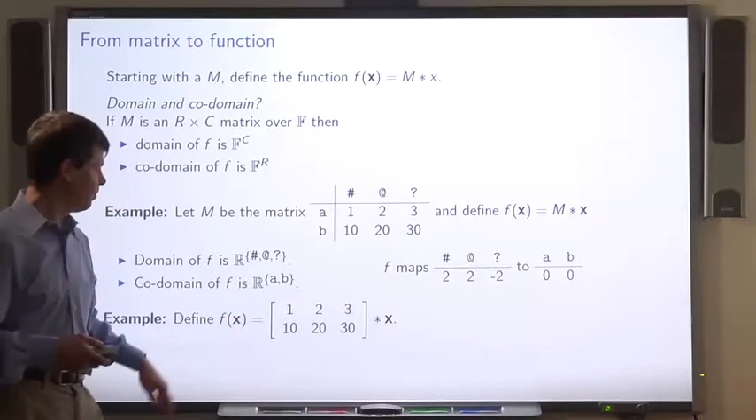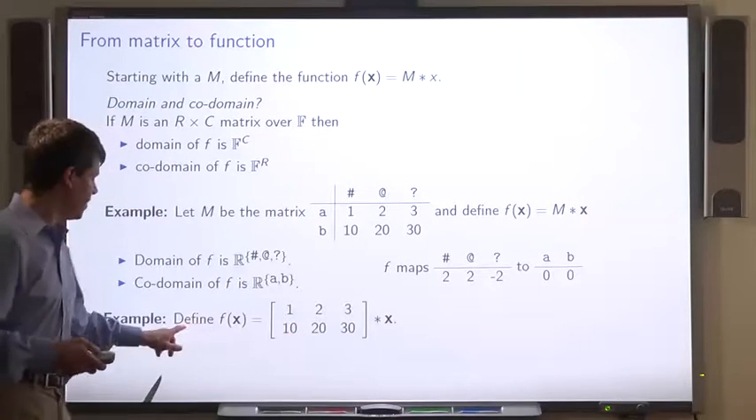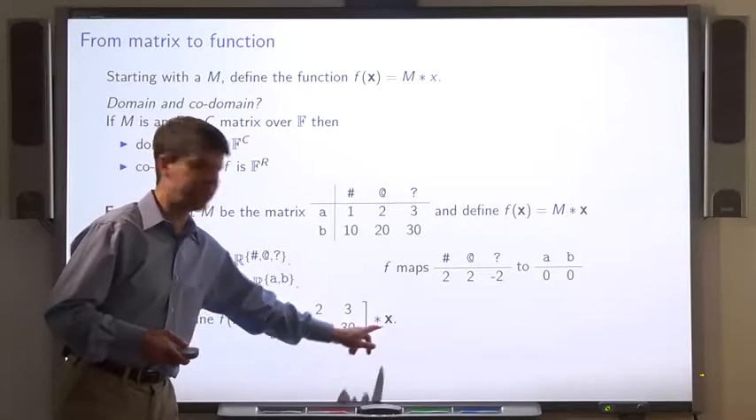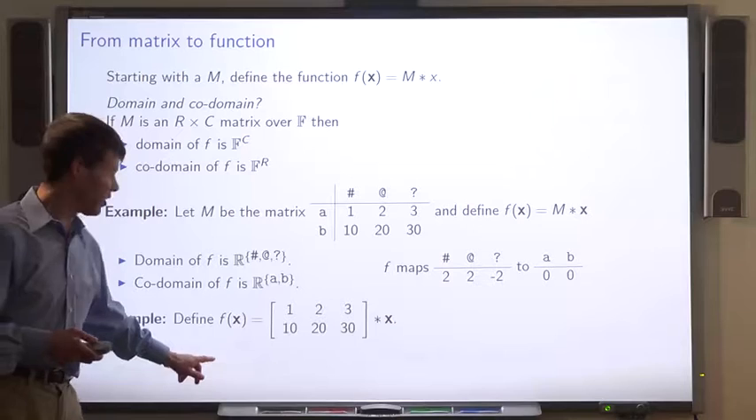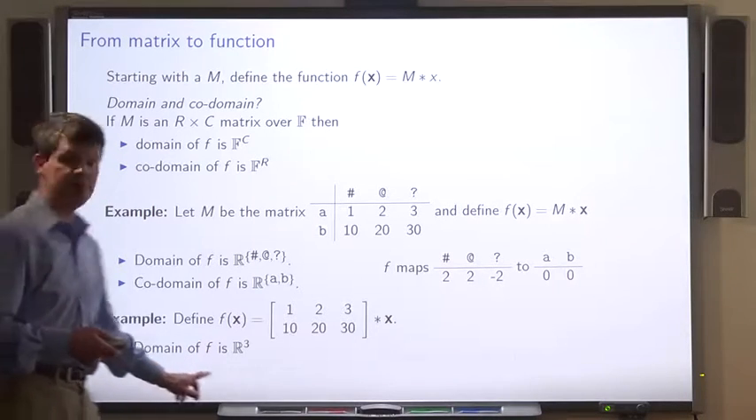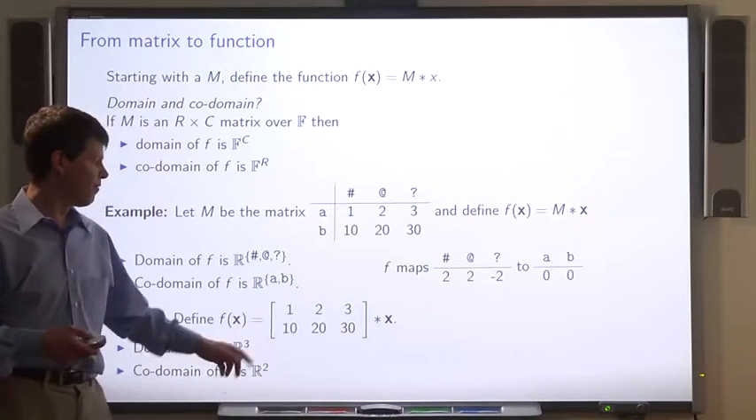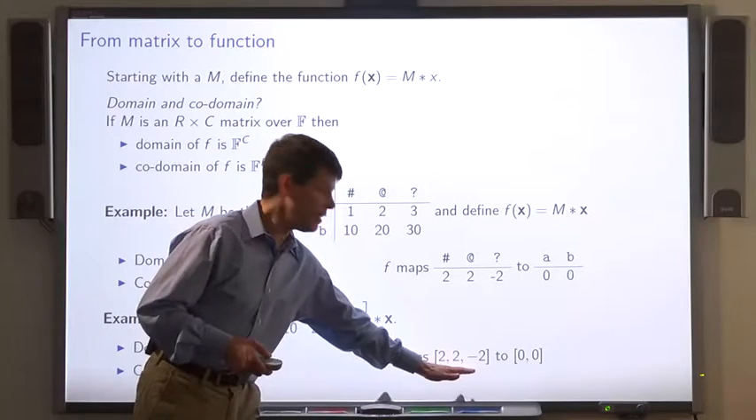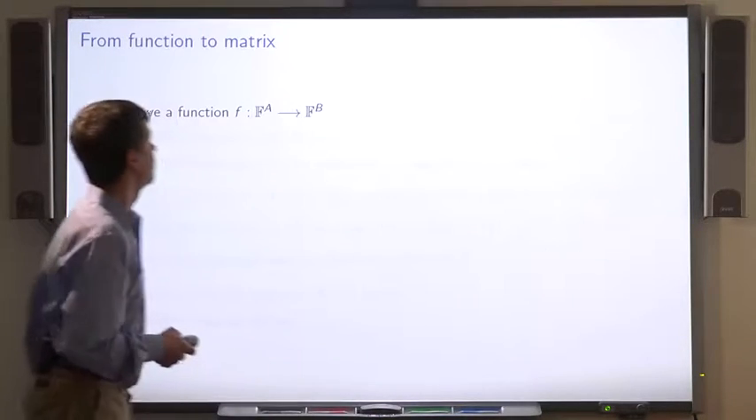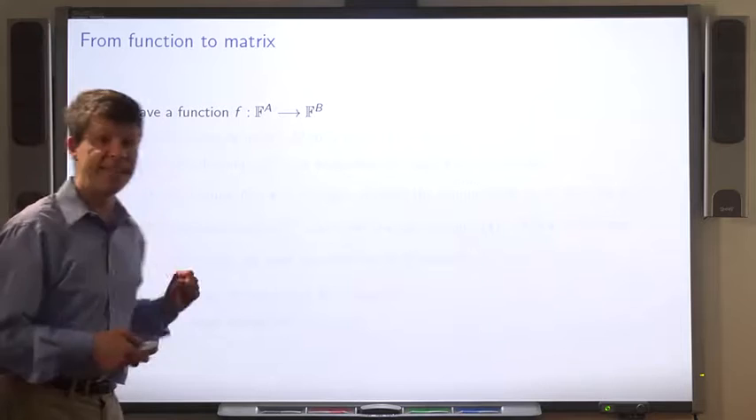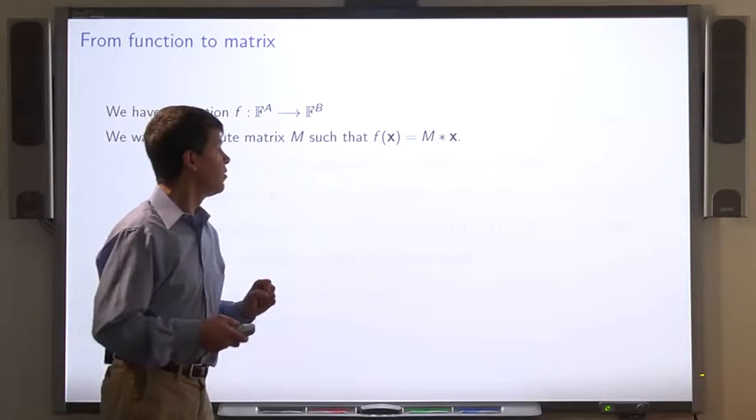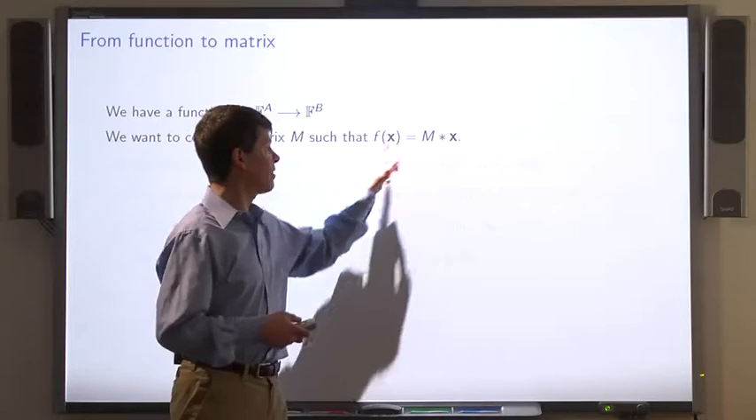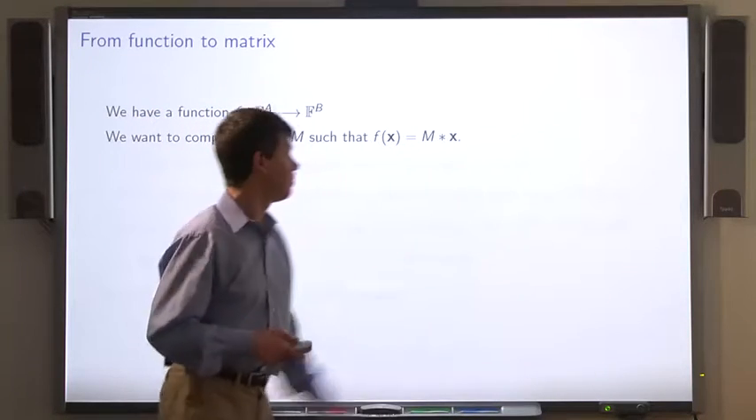Here's another example. Given this, define this function as this matrix times the input. Then the domain of the function is R3, the codomain is R2. And for example, it maps this input to this output. Now let's say we have a function and we want to compute a matrix M such that the function is f of x equals M times x.